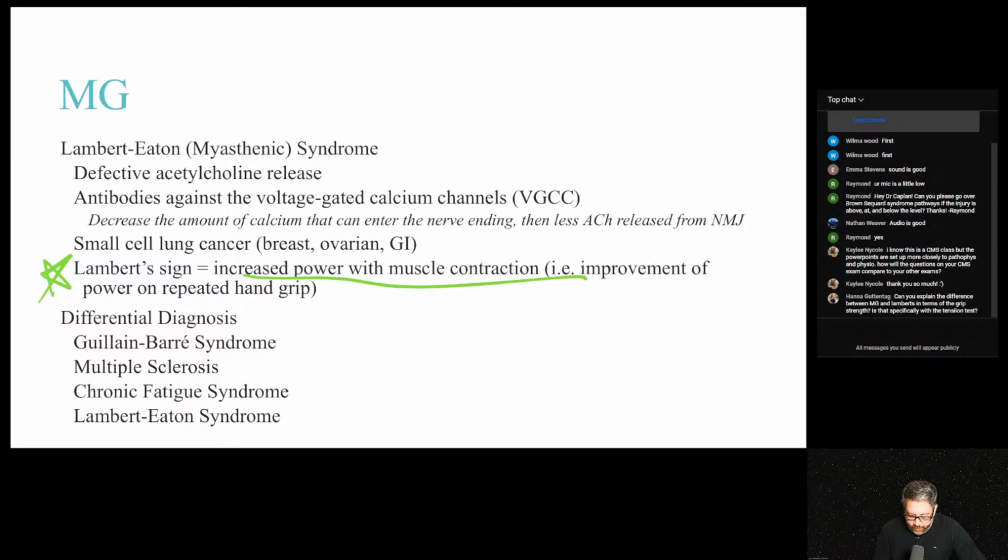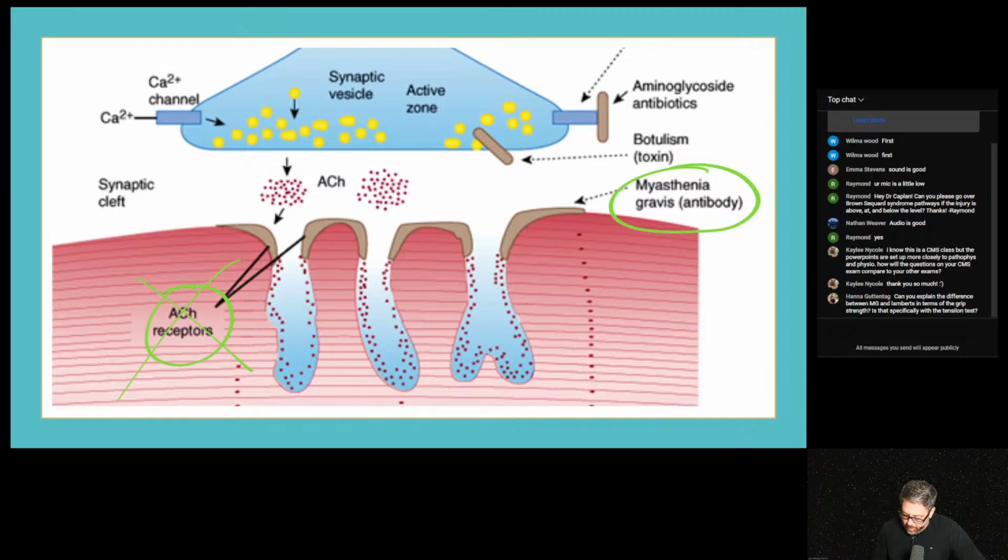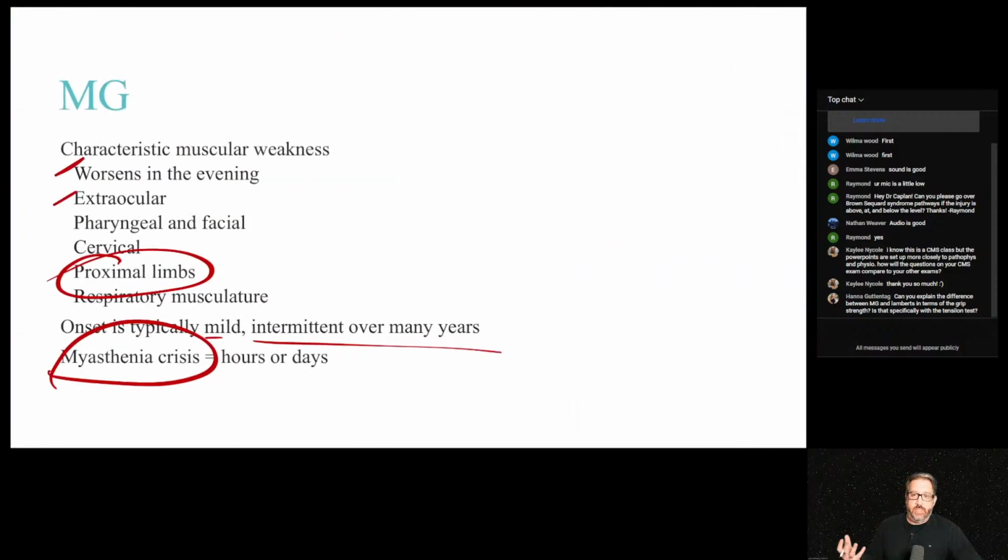So there's another form, which is Lambert-Eaton, where it stops. What it does is it stops the release of acetylcholine. That's what Lambert-Eaton is, another one, but Lambert's sign is that it gets better.